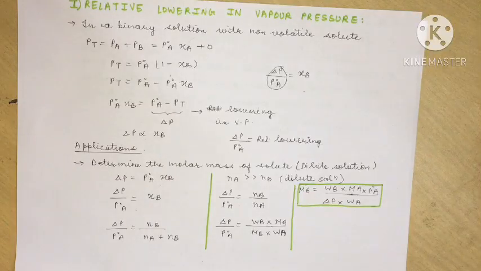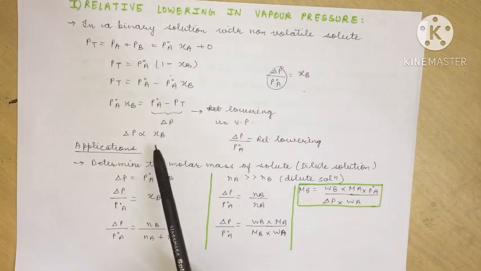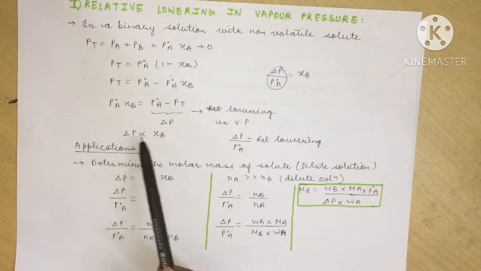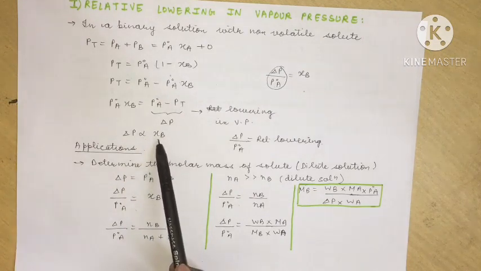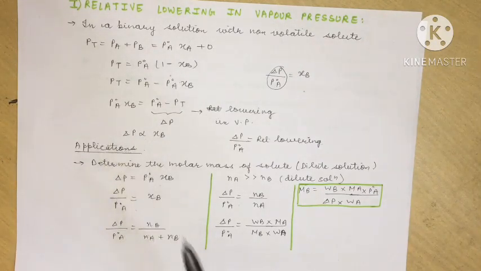Now you can see easily here that this relative lowering is directly proportional to the mole fraction of solute, and that's why we can say that the relative lowering of vapor pressure depends upon the mole fraction of the solute component. That means the greater the amount of non-volatile solute present in the solution, the greater will be the lowering in the vapor pressure. Now there are some applications for the relative lowering of vapor pressure, that is, where we can use this colligative property. The main application is to determine the molar mass of solute in the case of dilute solutions.